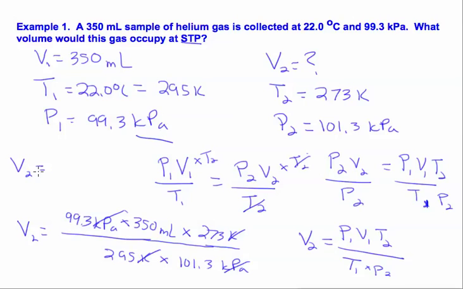So now we do 99.3 times 350 times 273 divided by 295 divided by 101.3. And your calculator should say 317.503. And when we look at significant figures, we have 2, 3, 3, 3, and 4. So when we round our answer to have two significant figures, we get 320 milliliters.